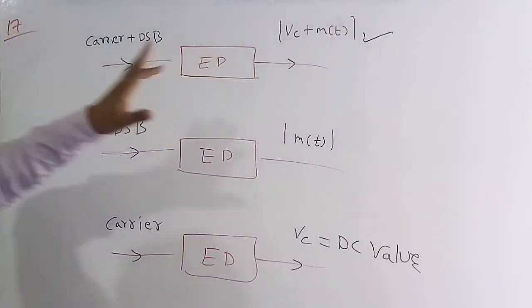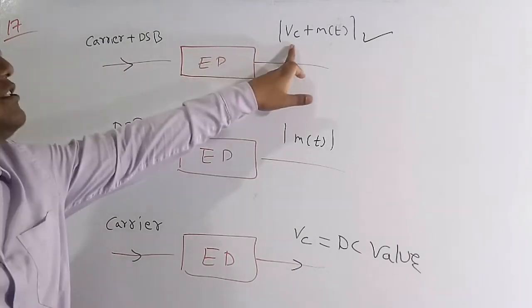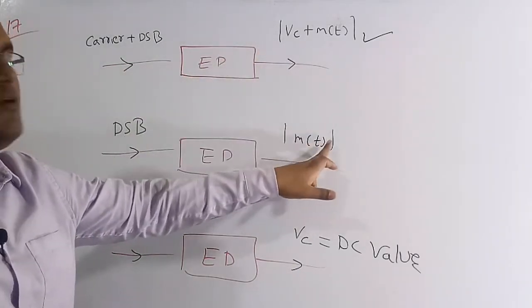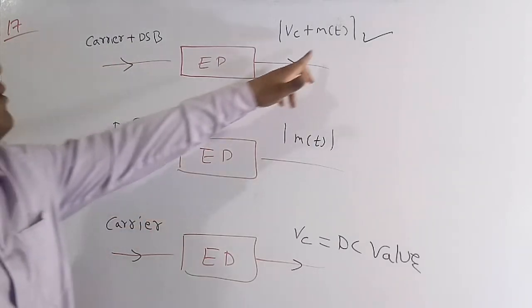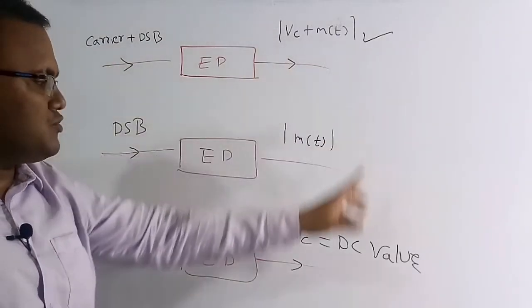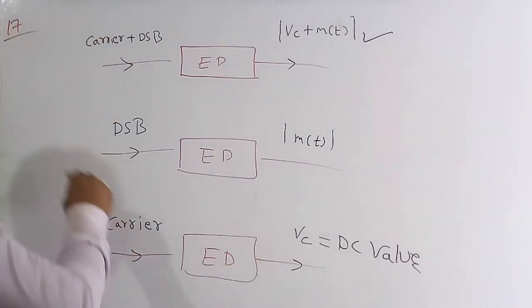When only DSB is present, the carrier has to be 0, so the output is |m(t)|. When the DSB is 0 and only the carrier is present, in place of m(t) substitute 0. Therefore Vc plus 0 is nothing but Vc. So in the question they have given this.